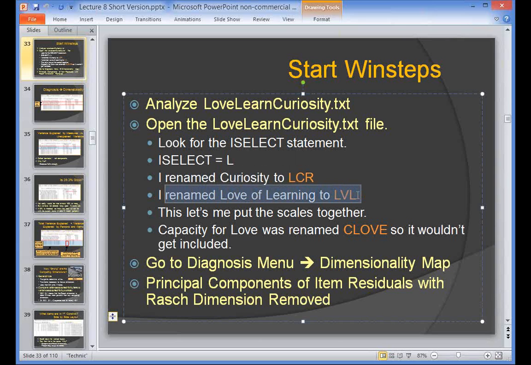to LVL. Okay? And then there was also a scale called capacity for love, which was just love, but I put a C in front of it so that the items of that wouldn't get selected. So that meant that all I had to do is have iSelect equals L, and that would select the items from both scales into a single analysis.